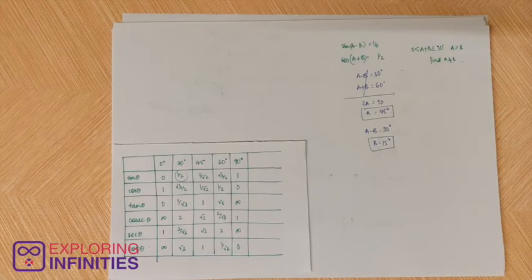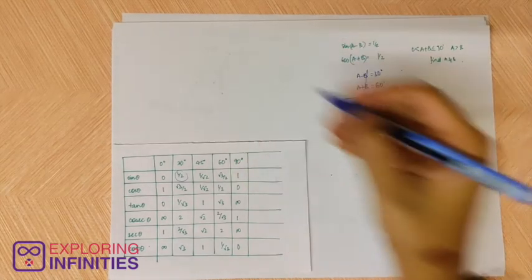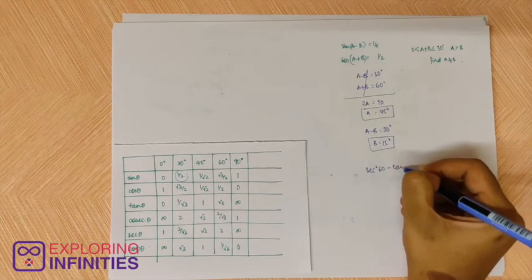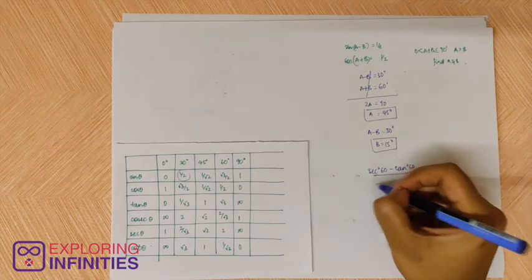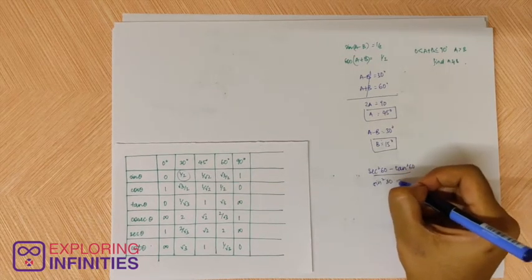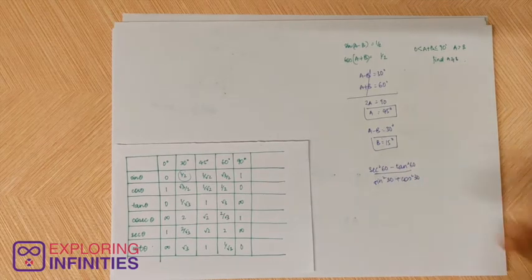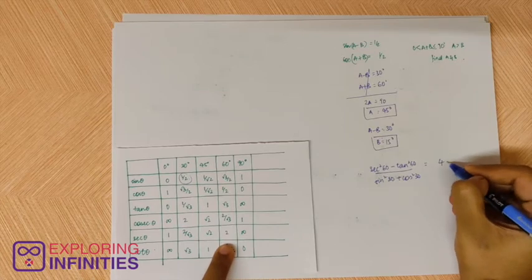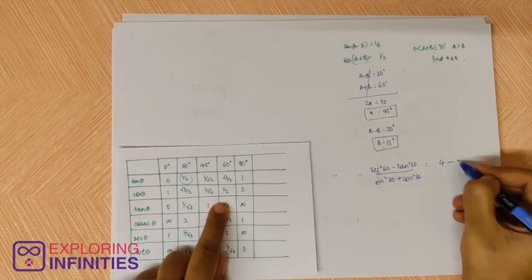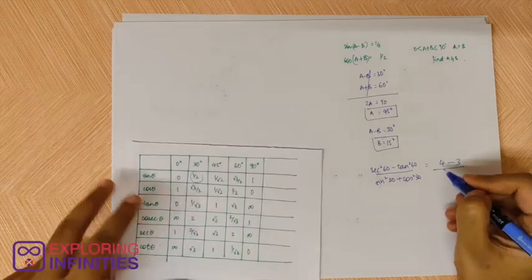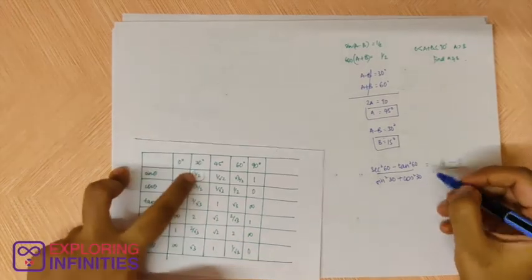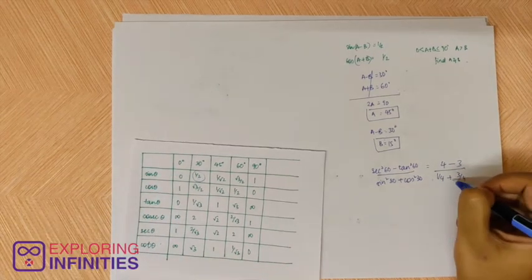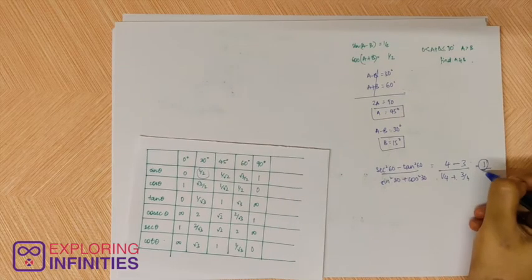So another question can be: evaluate secant square 60 minus tan square 60 by sine square 30 plus cos square 30. So you just substitute the values. So secant 60 is 2. So secant square 60 is 4 minus tan square 60, that is 3, by sine square 30 plus cos square 30. So sine square 30 is 1 by 4. Cos square 30 is 3 by 4. So this is 1. This is also 1. So the answer is 1.